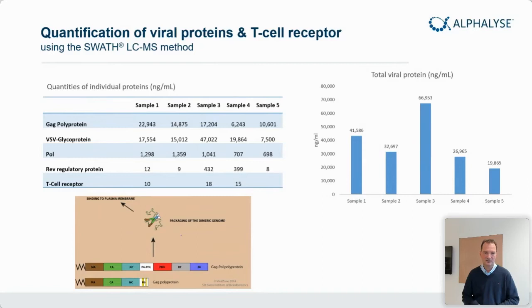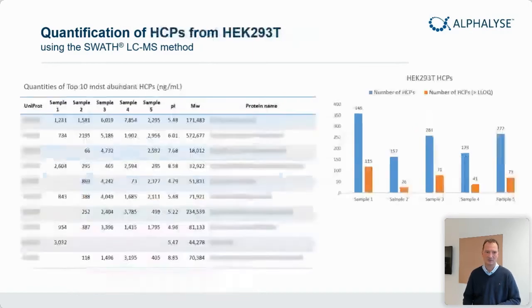As you can see in the table above, we can quantify each of the viral proteins, and you can look at the amounts and compare them between different batches. We could also see that the T-cell receptor was expressed in small amounts for 3 of the products. On the table on the right-hand side, you see the total amount of viral proteins in nanograms per ml. So really, it gives a lot of details about the proteins in the product.